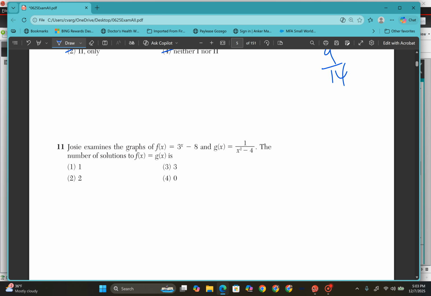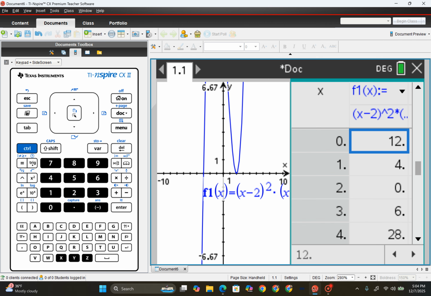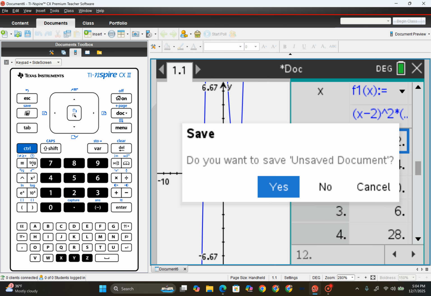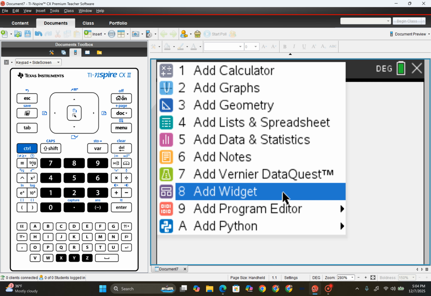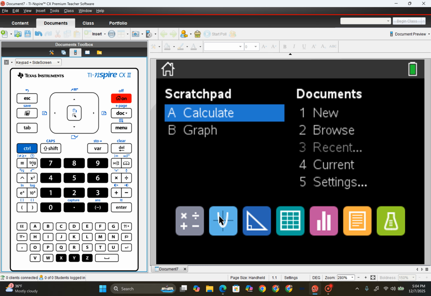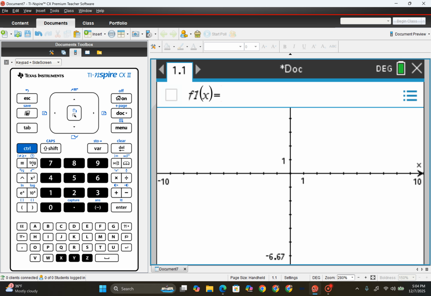All right. So Josie examines the graphs. So cool. As soon as we see that, we're going to open up a new graph. I just want to say something real quick. If you hit on and you hit this little graph button, it'll open up a new one. That is true. But you might have other tabs stored at the top, which might confuse you. So I just open up a new one every time I'm doing it. Okay.